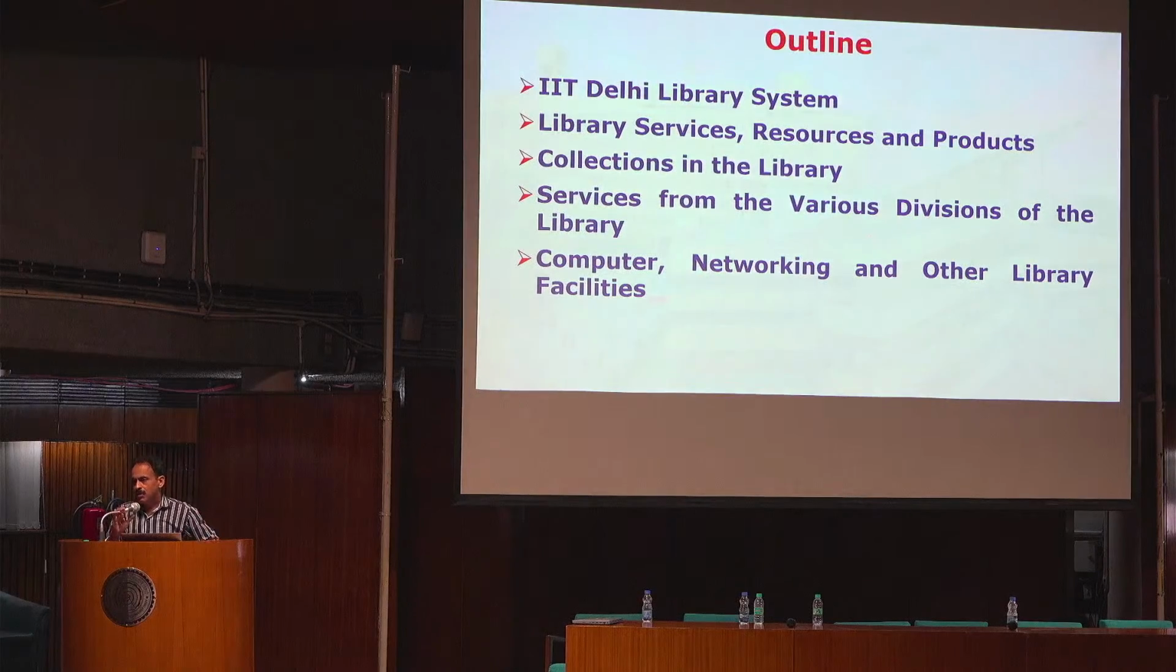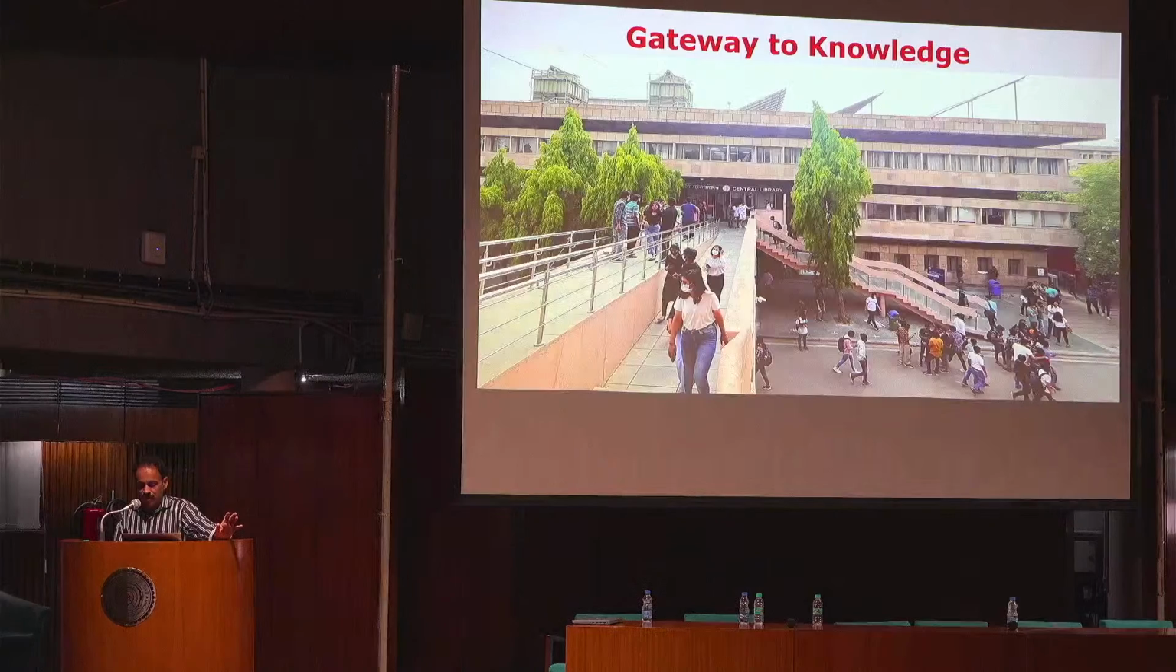So this is the brief outline about the library system. I will be talking about the IIT Delhi library system, then what kind of services, facilities or resources we have, what different collections we have, then the different units within the library, and computer facility, networking and other facilities.